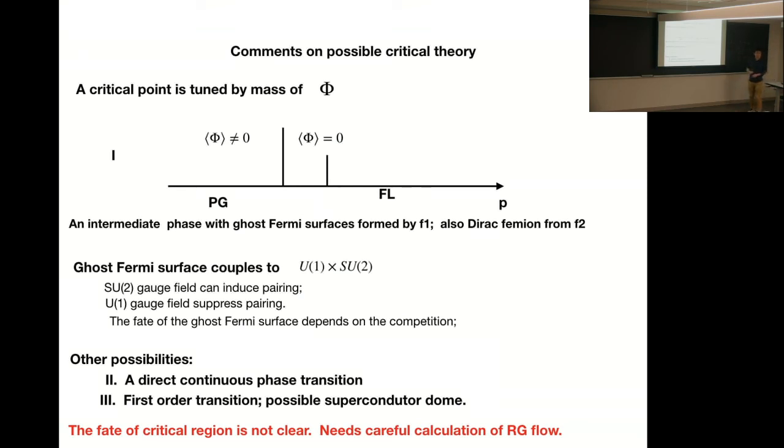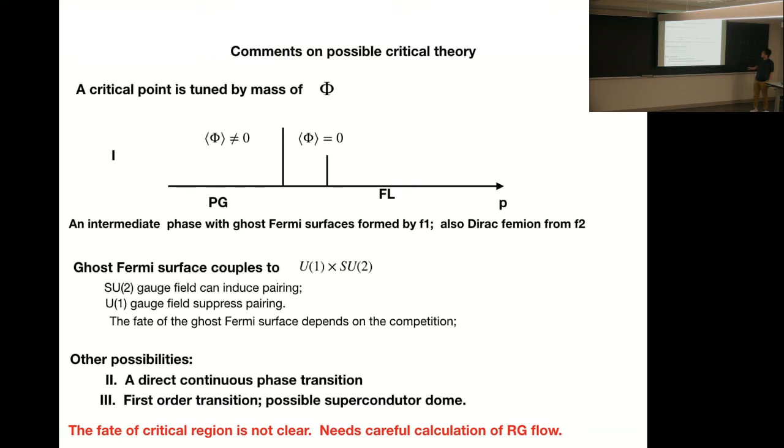In this slide, I want to discuss the critical point. We now have a theory for the pseudogap metal, and we want to understand how we evolve the pseudogap metal to the Fermi liquid. Our limiting ansatz is basically this five index. Then there should be a critical point, which is tuned by the mass of phi. So it's a condensation transition, a Higgs transition.